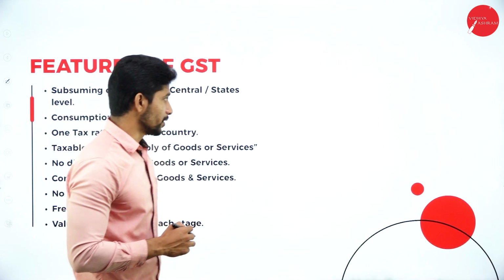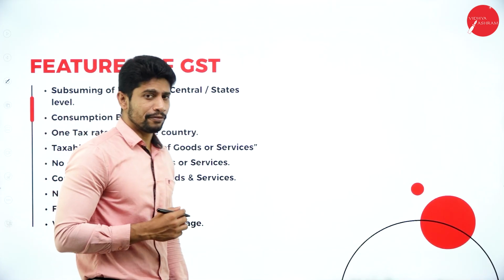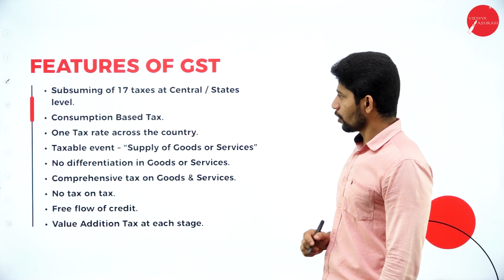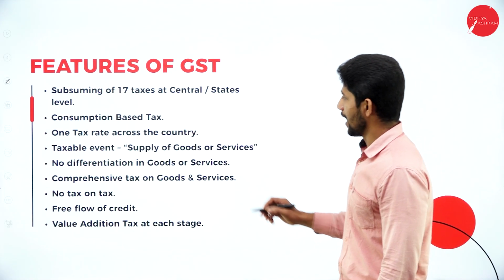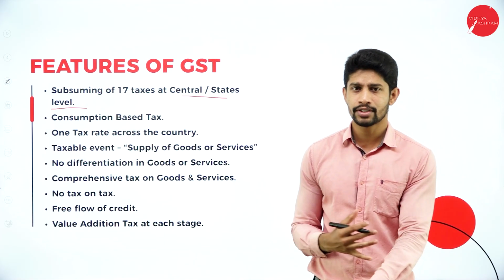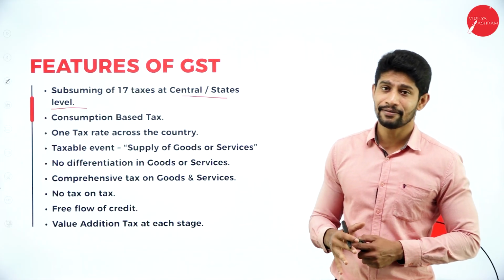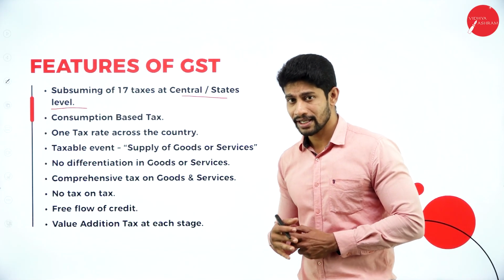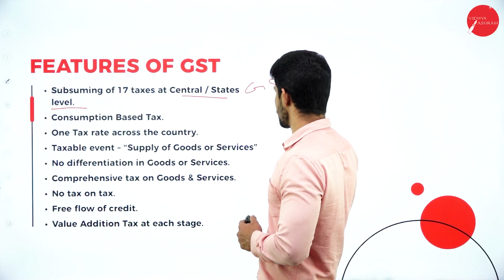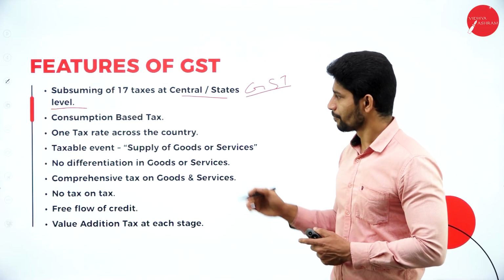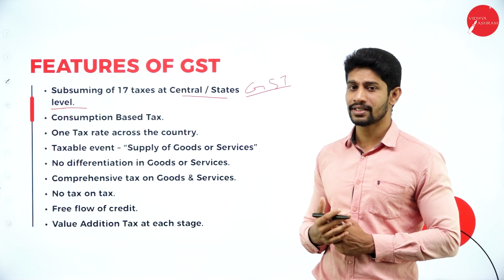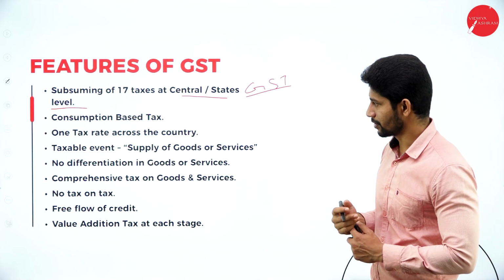Next, moving further, features of GST. Subsuming of 17 taxes at central and state level. We subsumed, merged, or replaced 17 different types of indirect taxes into one indirect tax, that is called GST. That is the first feature of GST: we subsumed all 17 types of indirect taxes which come under the central and the state government.